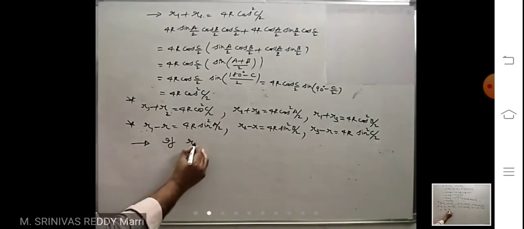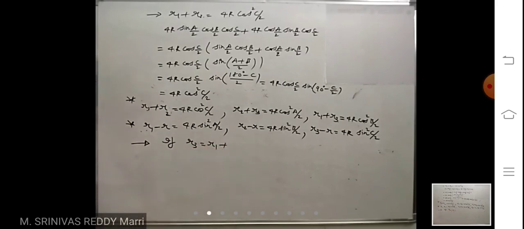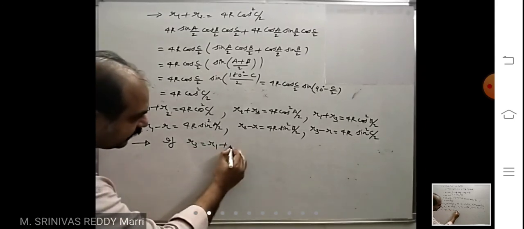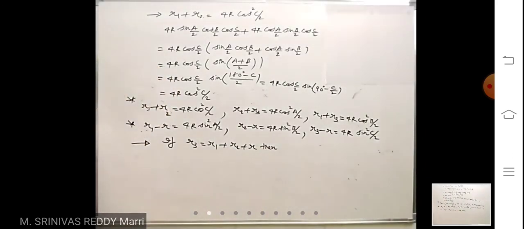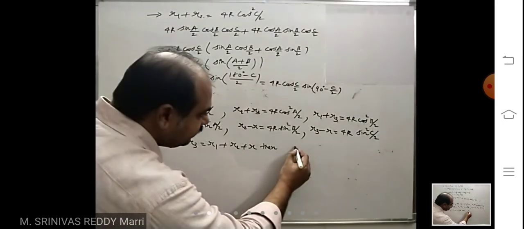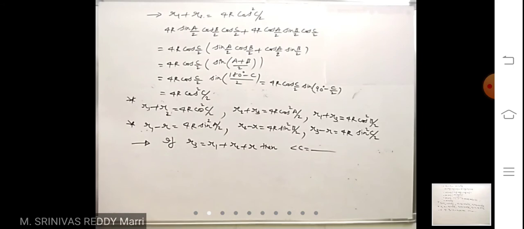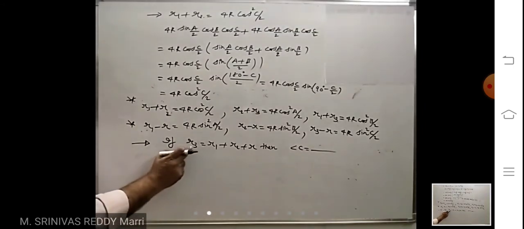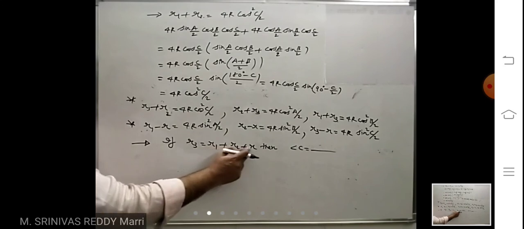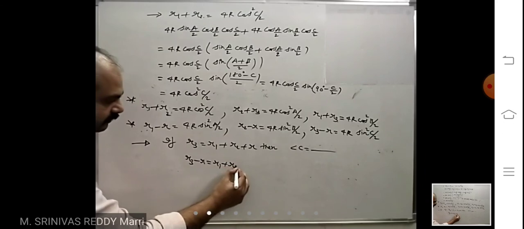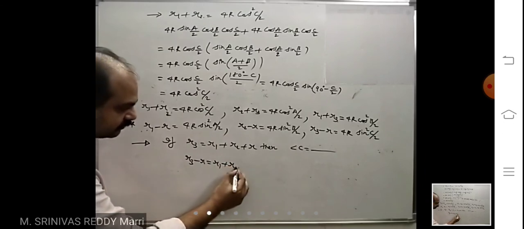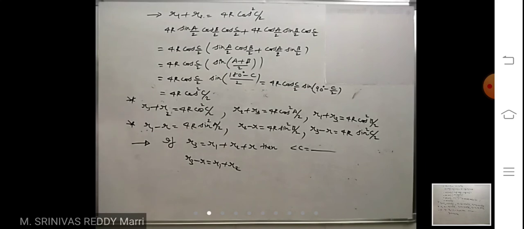If R3 equal to R1 plus R2 plus R, then angle C equal to dash. He is asking what is angle C. In a triangle ABC, given that R3 equal to R1 plus R2 plus R, look at how to use this formula. This R, bring to this side. Easily you will get R3 minus R equal to R1 plus R2.